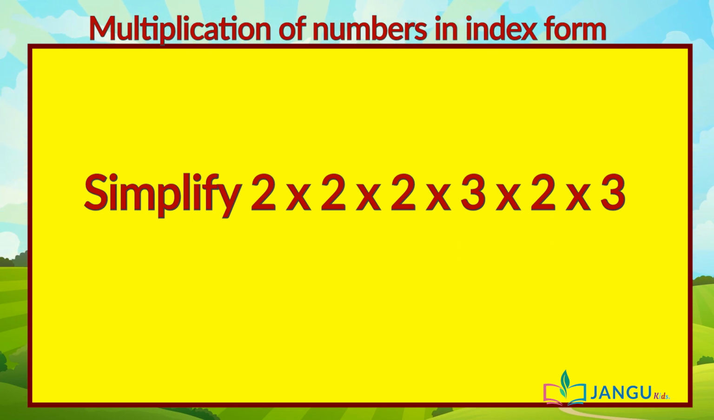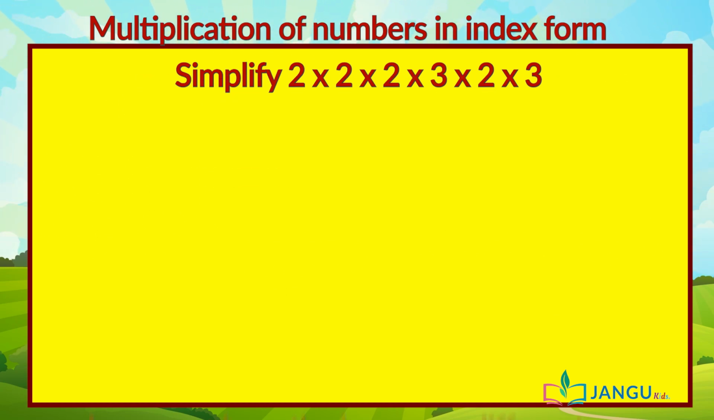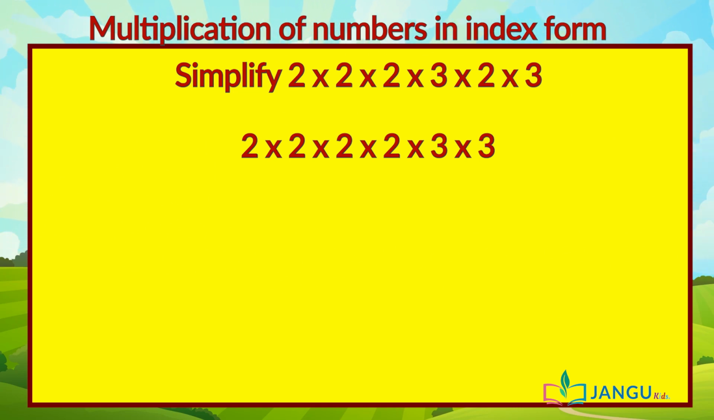Simplify 2 times 2 times 2 times 3 times 2 times 3. In cases where the bases are different, we group like bases. By regrouping, we have 2 times 2 times 2 times 2 times 3 times 3. We know the bases are 2 and 3, is that correct? So let's write them down.